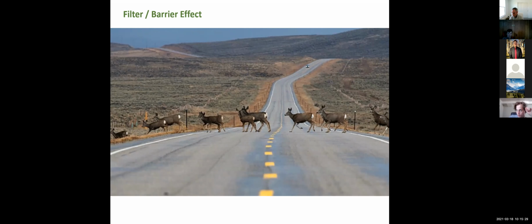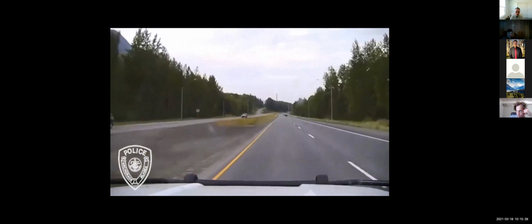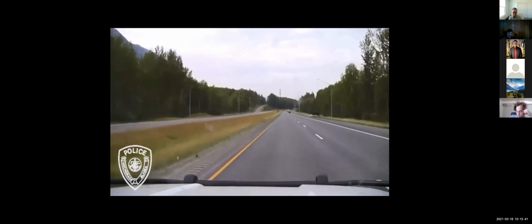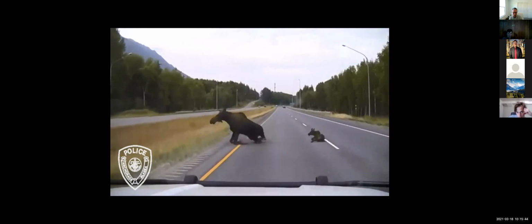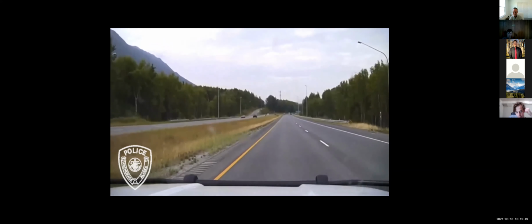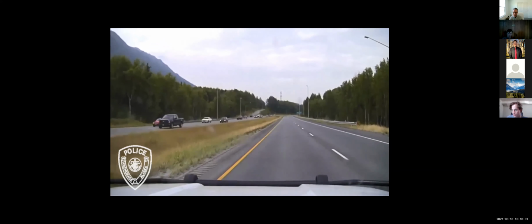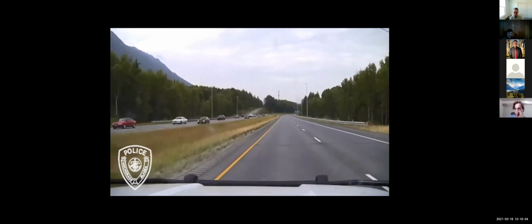On low volume roadways in particular, it's not necessarily a big problem, but it can be a much bigger problem when we're talking about places like highways where you have vehicles that are traveling at a much higher rate. And boy, that little baby moose got really lucky in that case. But this is the kind of thing where you begin to think about how you can accommodate the movement of that wildlife across that barrier, that disturbance corridor that's created by the roadway.